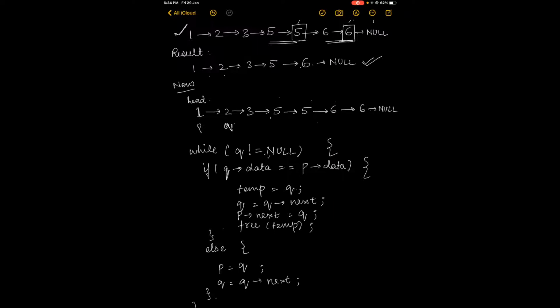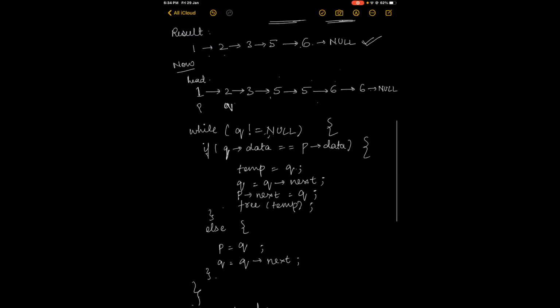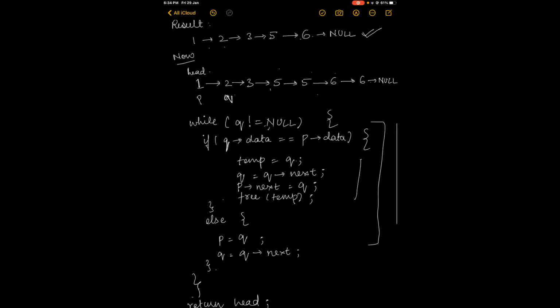This means that we will be traversing the entire list, and so inside the while loop we have our if else condition. So if the data in P and Q is equal, we'll be following the if block, but if it's not, so for now let's discuss the else block first. If the data is not equal, then P is equal to Q and Q is Q next, that is we move both the pointers one step forward.